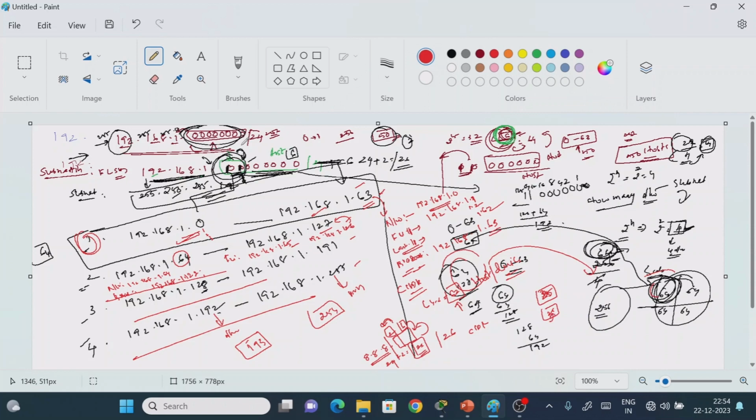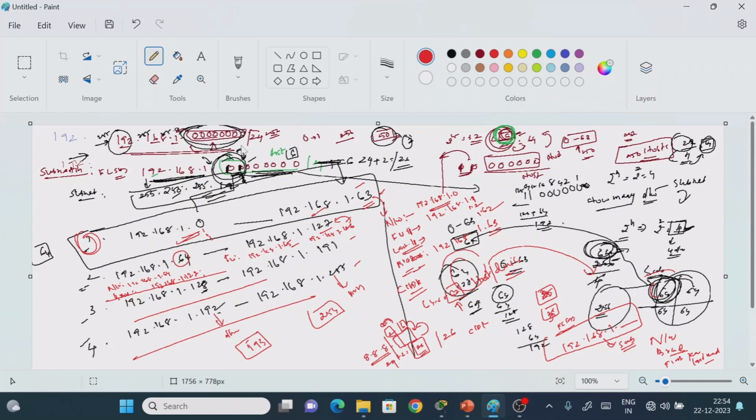Now what you have to do is use fixed length subnet masking. Suppose for example you use the 192.168.1 series, then you find out how many subnets you will be getting, the maximum number of subnets. Then you find out what is the network ID for each subnet, what is the broadcast ID for each subnet, what is the first usable IP address for each subnet, what is the last usable IP address for each subnet, right?